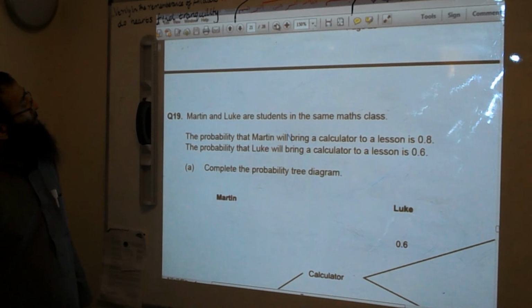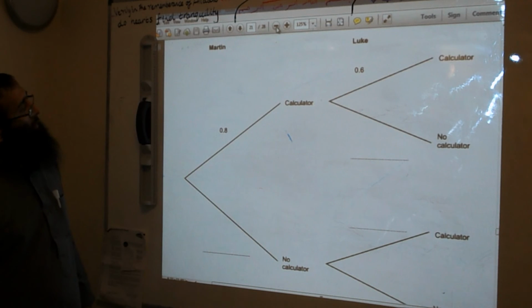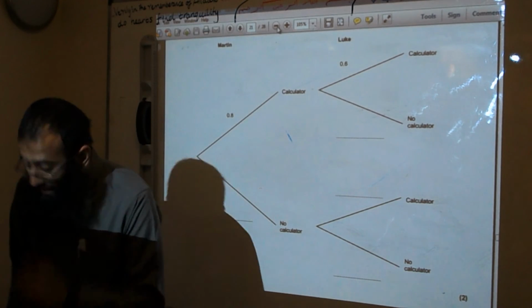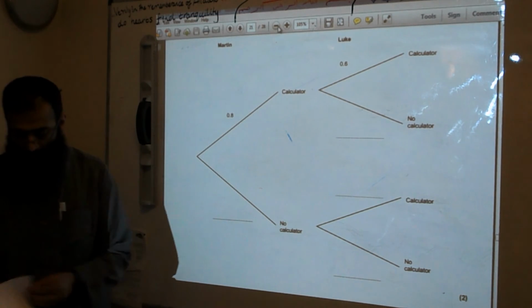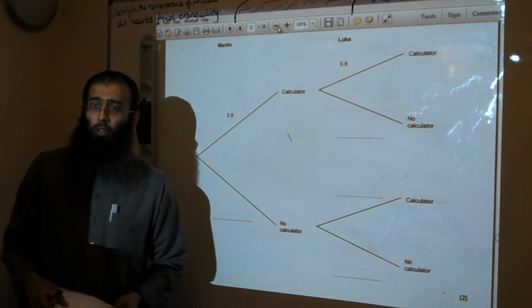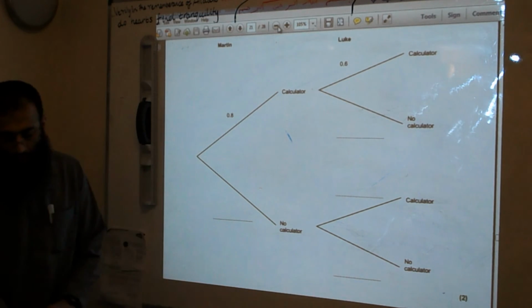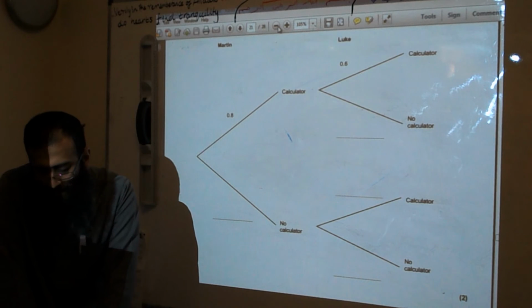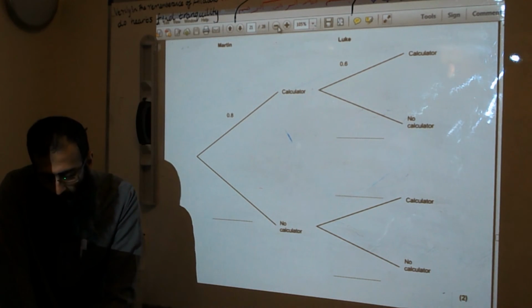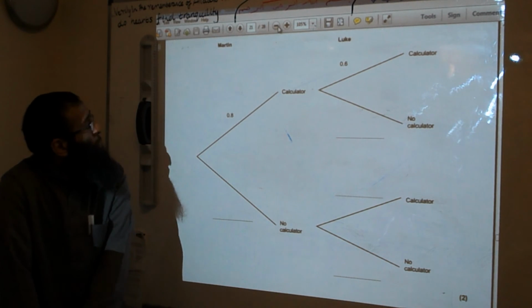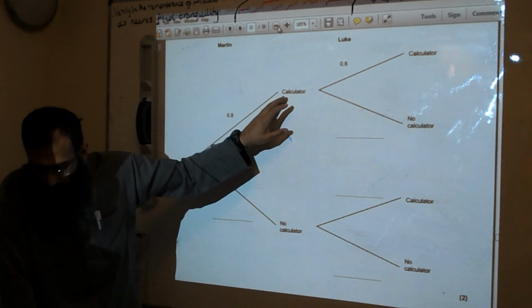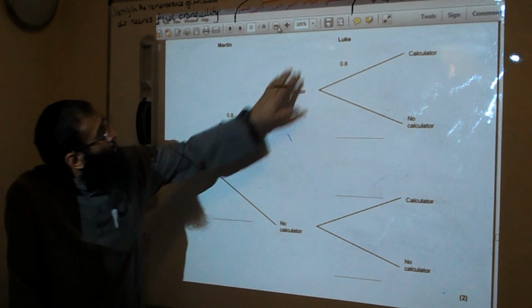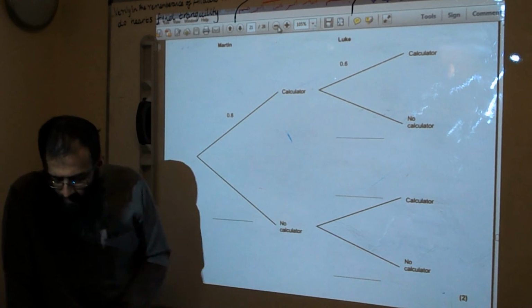We have to zoom out a couple of times. Okay, here we go. The next question, I think we should be able to fit in quite easily before the time that you get a break. Question number 19. Martin and Luke are students in the same maths class. The probability that Martin will bring a calculator to a lesson is 0.8, pardon me, 0.8. And the probability that Luke will bring it to the class is 0.6.